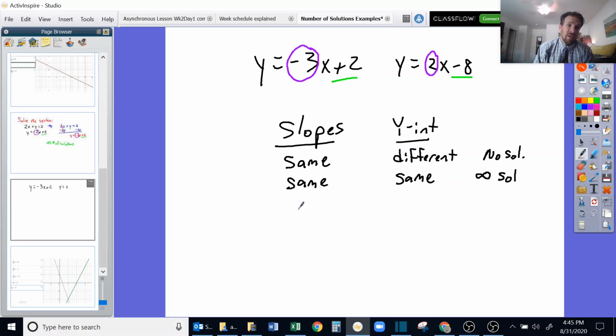And finally, if we have different slopes, it doesn't matter whether they have the same or different y-intercept. We don't even have to look at it. If they have a different slope, this will have one solution.